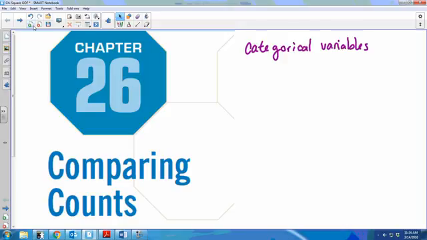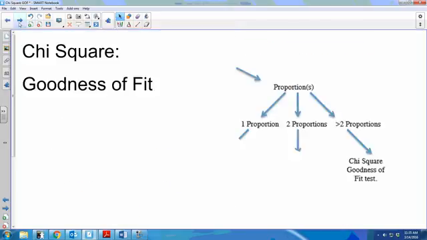Okay? So we're dealing with proportions again, but in this case we're dealing with when you have more than 2. If you have 1, we know what to do. We have a 1 proportion z-test. If you have 2, we look for the difference. We have a 2 proportion z-test. All right? If we're looking at it, there's a huge diagram I'll give you when we start reviewing. That's like a nice tree that shows you how you should make your decisions.